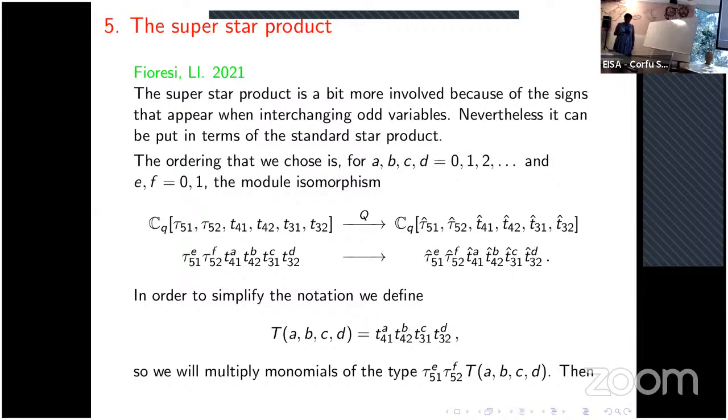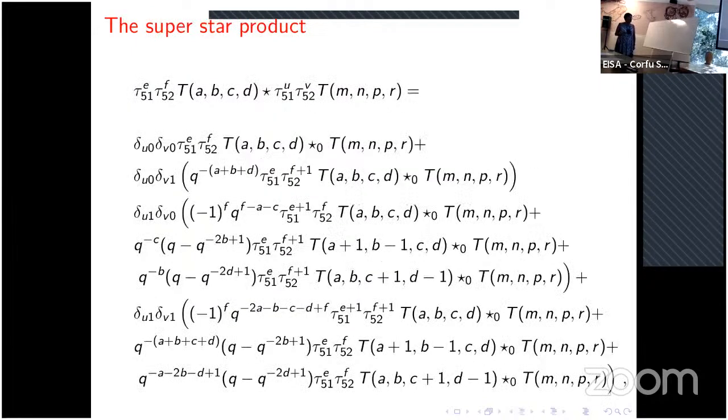That is, the star product is made with this; this is the result. It's not extremely nice, but you can see, for example, that U and V and E and F can only be 0 or 1. And so we have it divided in four cases: when U and V are 0,0; 0,1; 1,0; and 1,1. And then inside we have standard star products of the polynomials that were even polynomials.